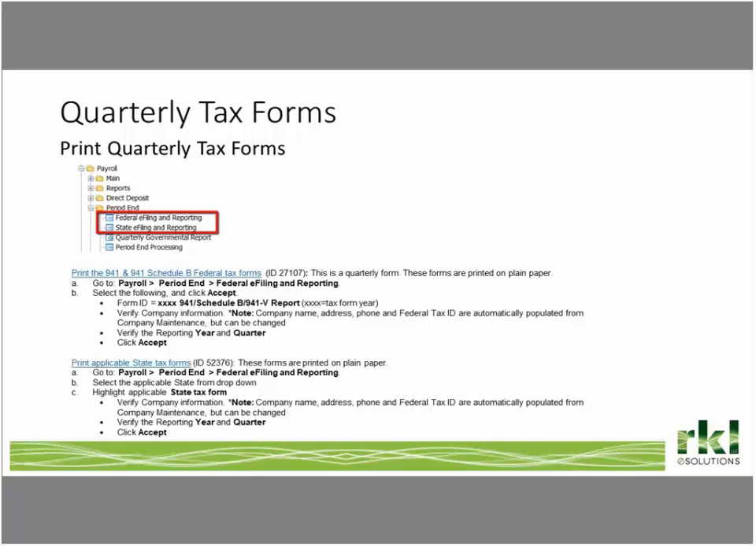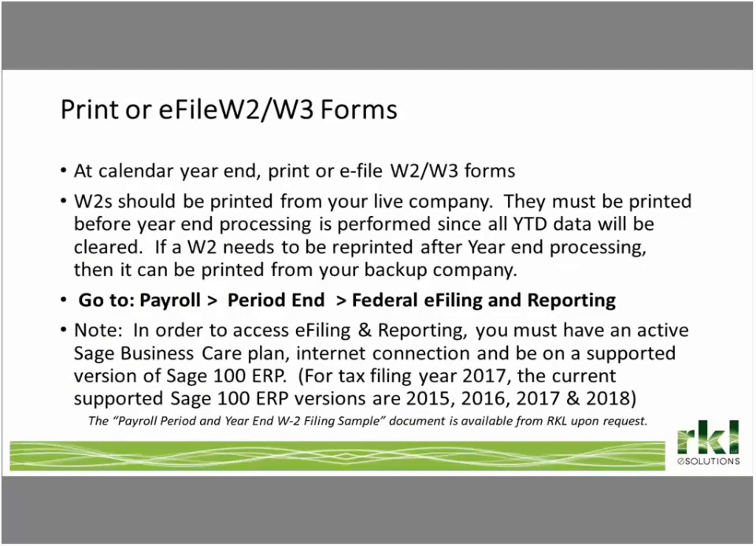All right, at calendar year end, you're going to want to print or e-file your W-2 and W-3s. Like I mentioned, we always want to make sure that you try to run this from your live company. If that's not possible, so long as you have a proper backup, you could run it from the backup company. We'll talk about that as well. The same applies if you have to reprint after year-end processing: you can still go to the backup company and rerun it from there, so long as you don't close the period in the backup company.